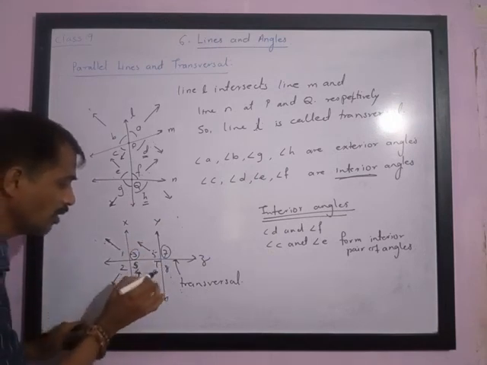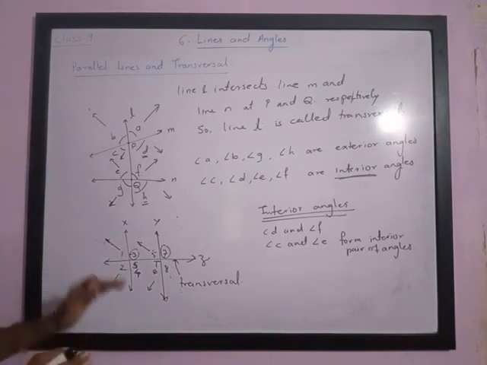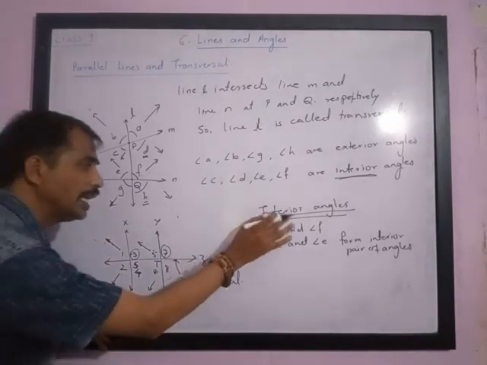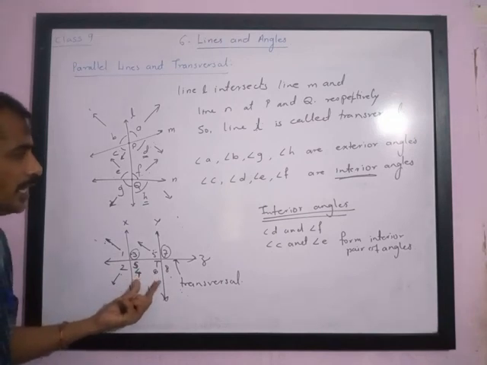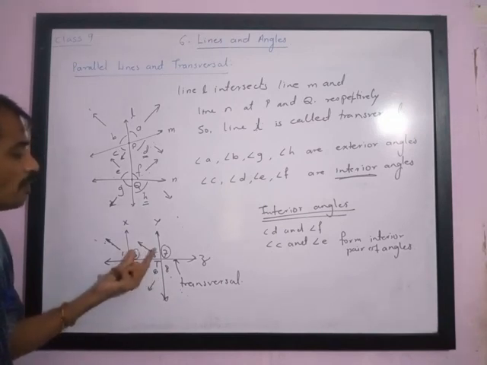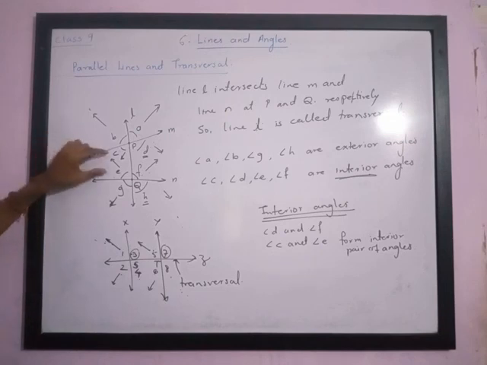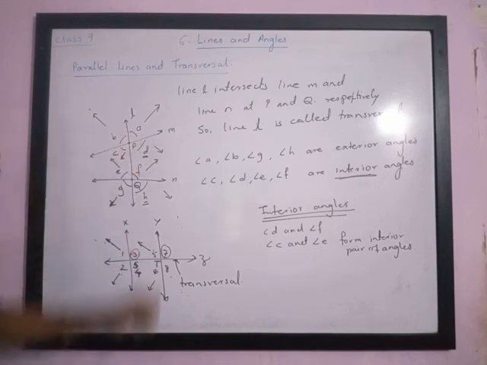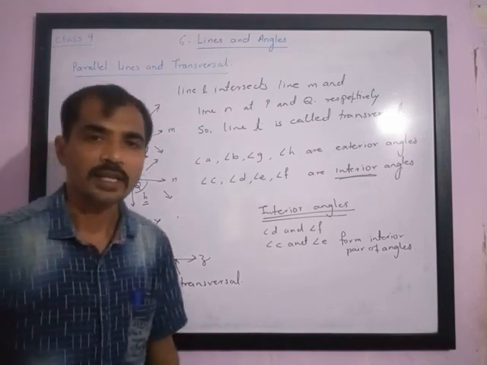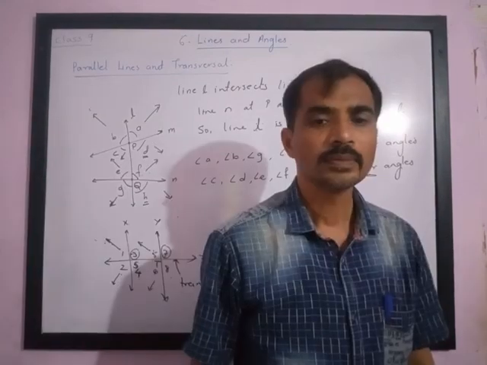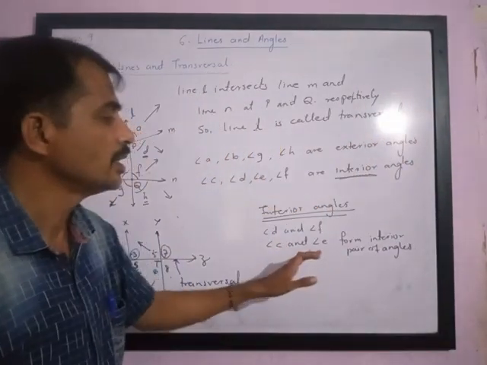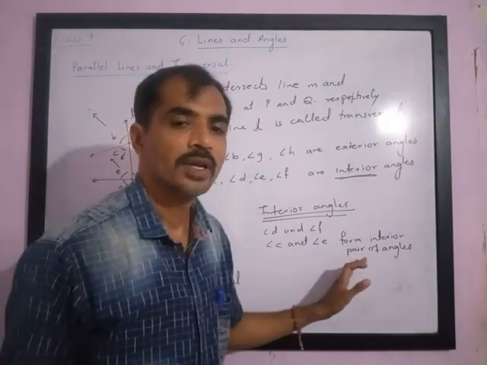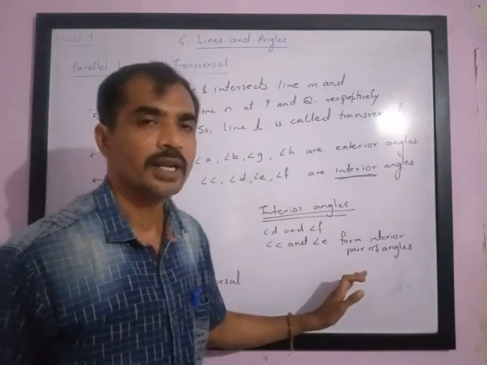So try to understand this. Don't get confused with alternate interior angles. These are called only interior pair of angles. So 4 and 6 form the interior pair of angles. 3 and 5 also form the pair of interior angles. In this figure, C and E, D and F form the interior angles. Now these interior angles are also called allied angles, co-interior angles or consecutive interior angles.